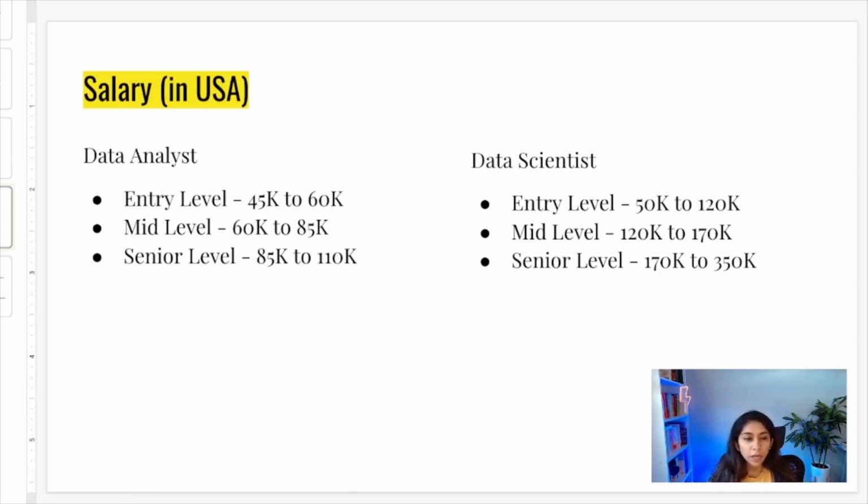So for a data analyst, entry level is around 45k to 60k, mid level is 60 to 85k, and senior level is 85 to 110k. Whereas for a data scientist, entry level itself starts from 50 to 120k, mid level is 120 to 170k, and senior level is 170 to 350k. There are different roles in different companies, and it also differs from state to state. And these numbers are solely for the USA.